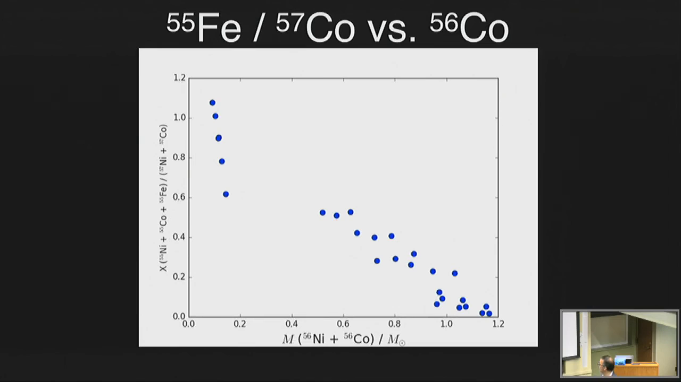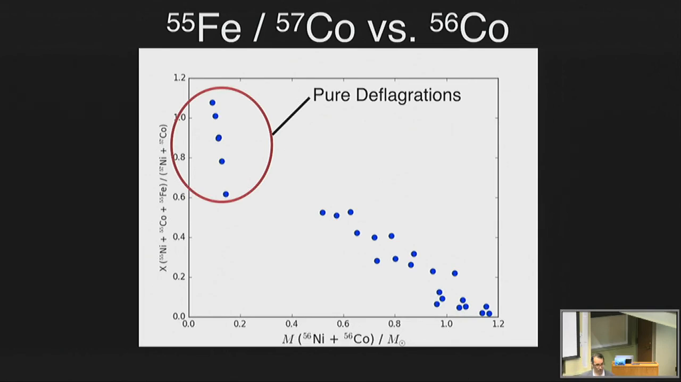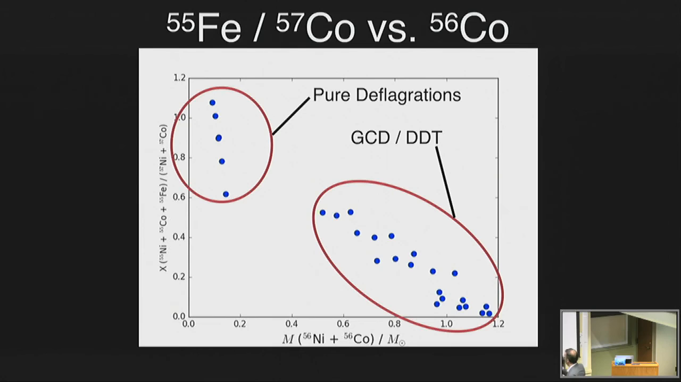So at first, this doesn't look very promising, right? But it correlates with the amount of nickel 56, and it breaks up into two major classes right away. One is the class of pure deflagrations. Those are the subluminous events with about 0.1 solar masses of nickel 56 or less. And the other is the class of all the detonations. This is taking a wide range of detonations, regardless of the explosion mechanism, regardless of what the metallicity is, they follow a linear trend, and you can fit a line right through them.